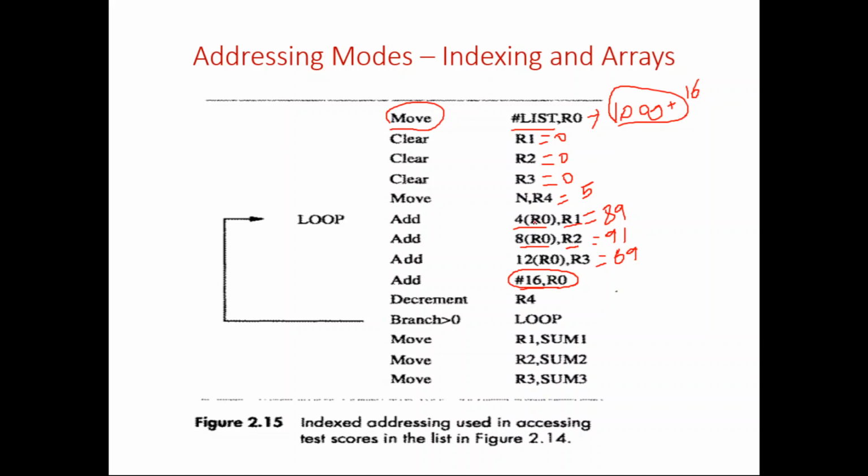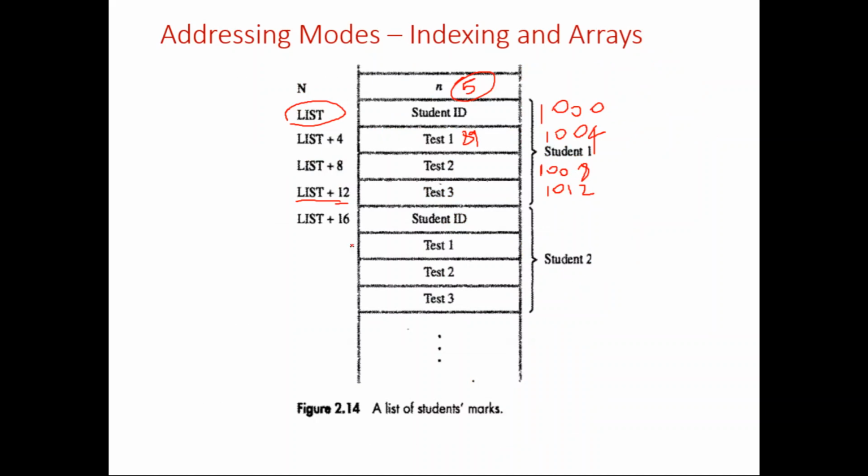Here and in the earlier instructions you are not updating R0. Here R1 is changing, this R2 is changing, this R3 is changing. R0 is not changing, but here we are updating R0. Now R0 becomes 1000 plus 16, which is 1016. That means R0 is now pointing to the second student, the ID of the second student, which is nothing but 1016.